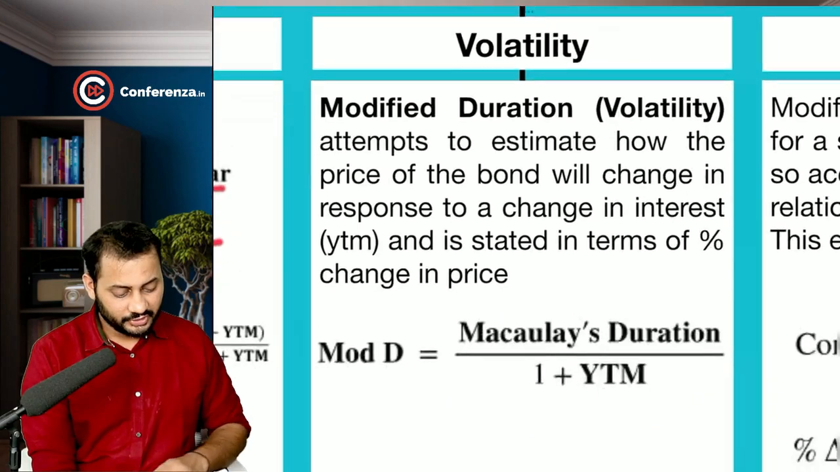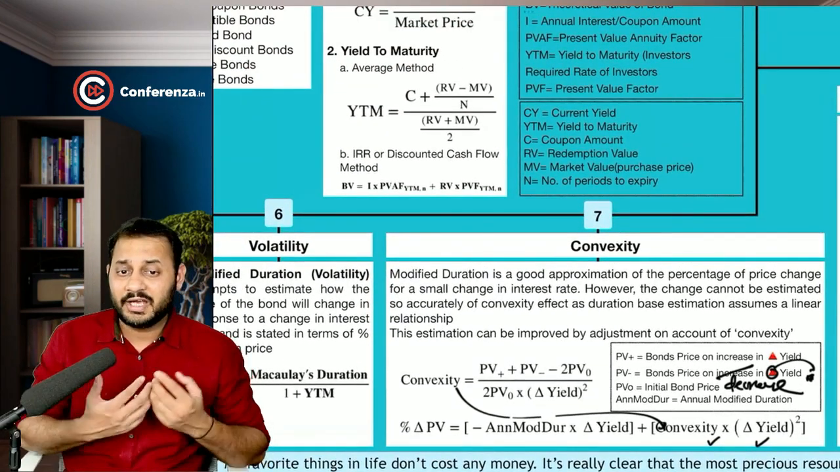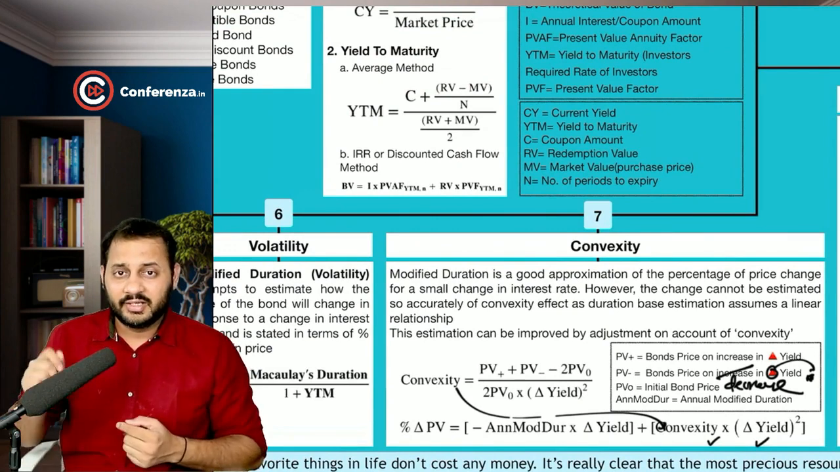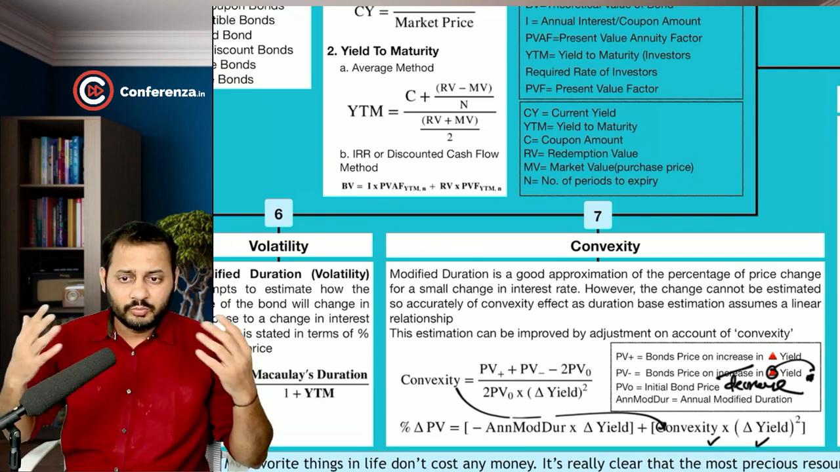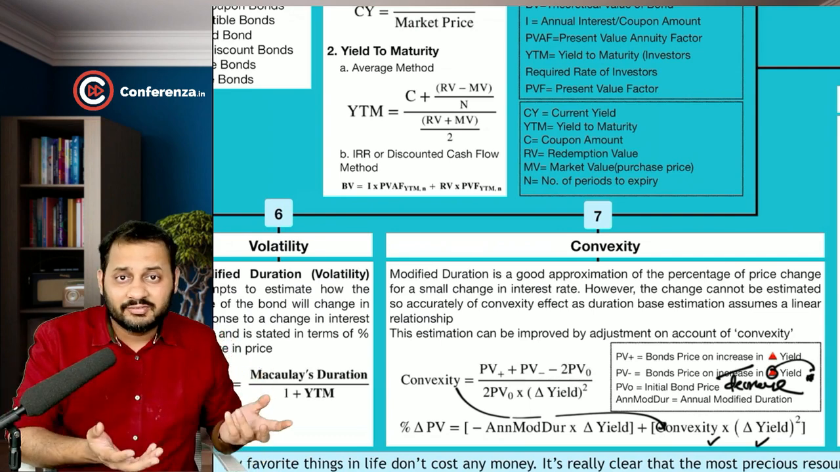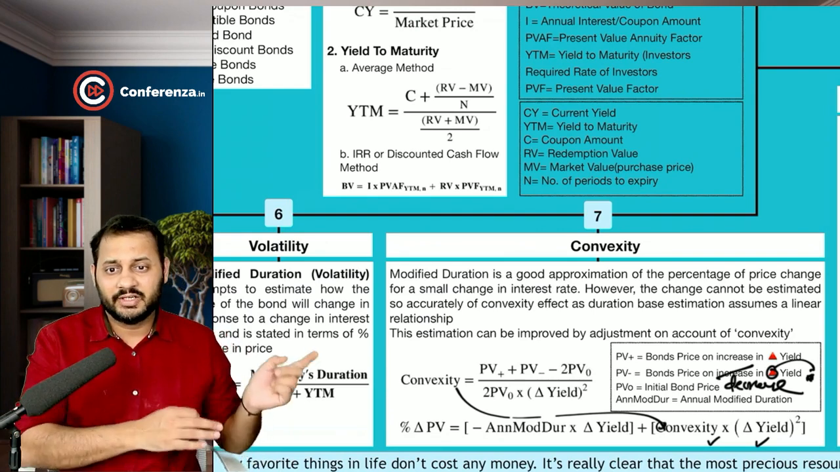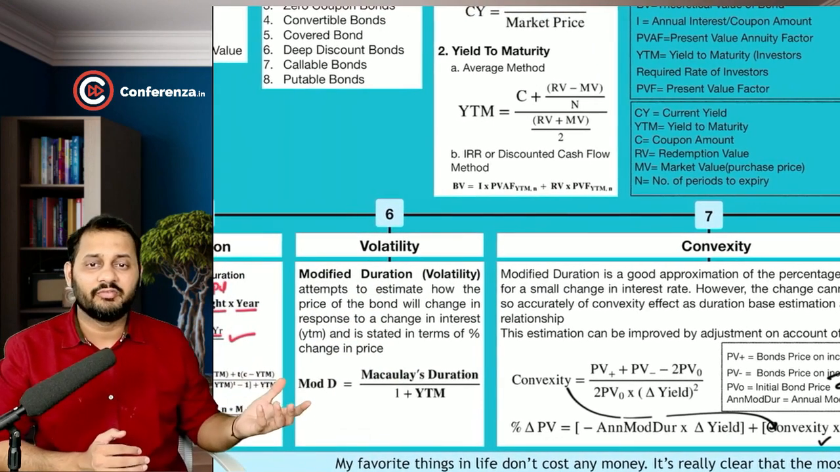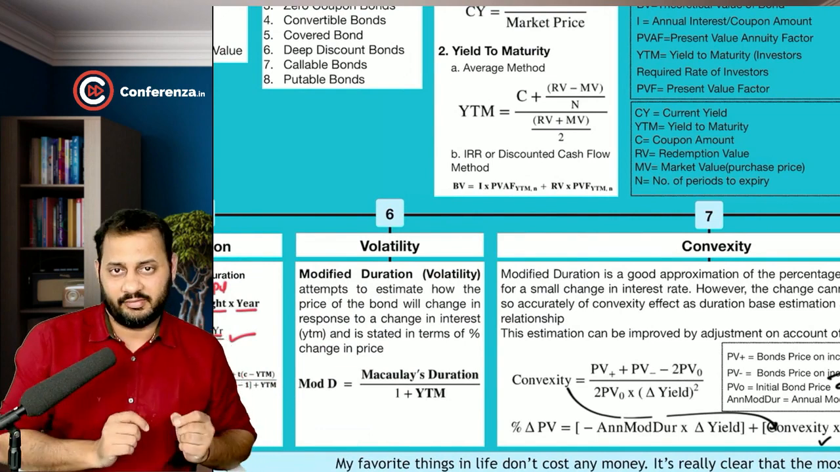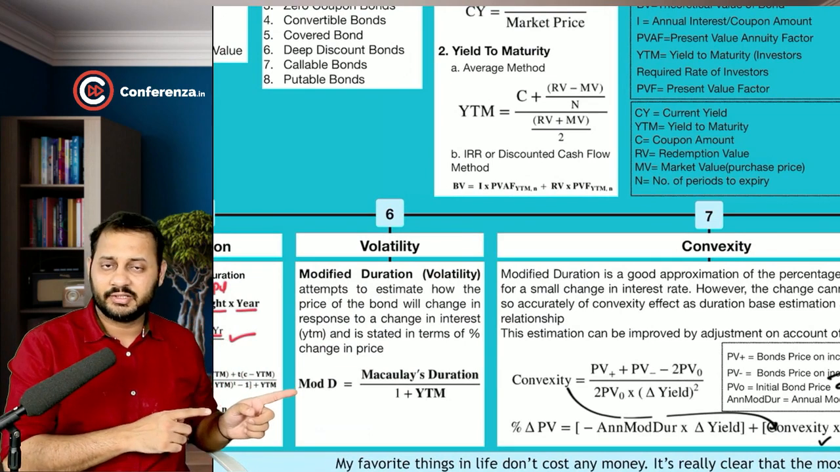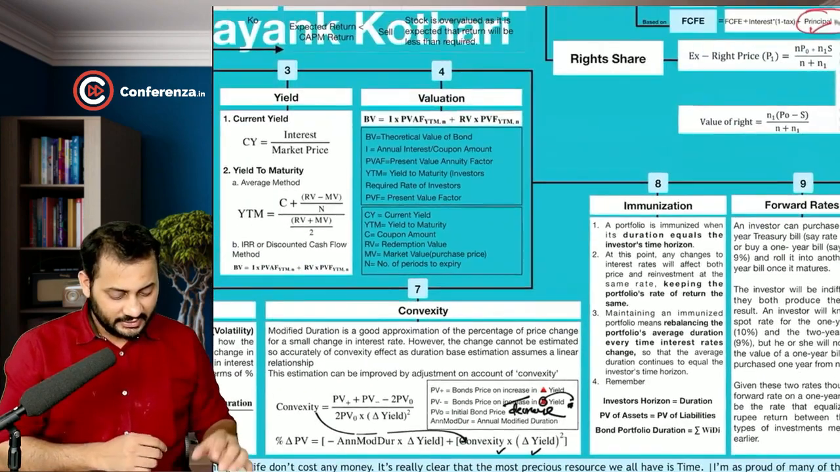Do you understand the logic of convexity now? I think you are much more clear on convexity, and more than that, you are attached to the concept of convexity. In the beginning, I can say most of you were like, what is this exactly, what is the formula, what are we going to do with convexity and everything. But the main purpose of convexity is to improve the concept of modified duration and reduce the error presented by modified duration. It gives a more accurate answer, convexity. Okay, so this is the end of this convexity.